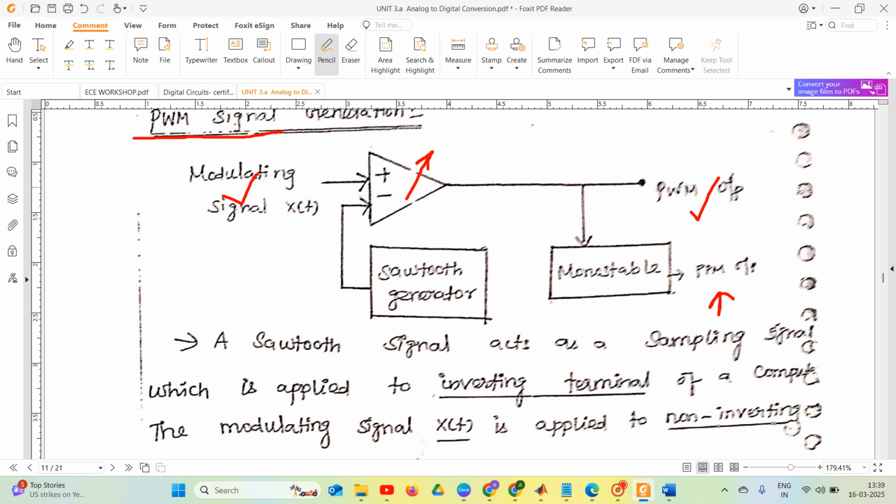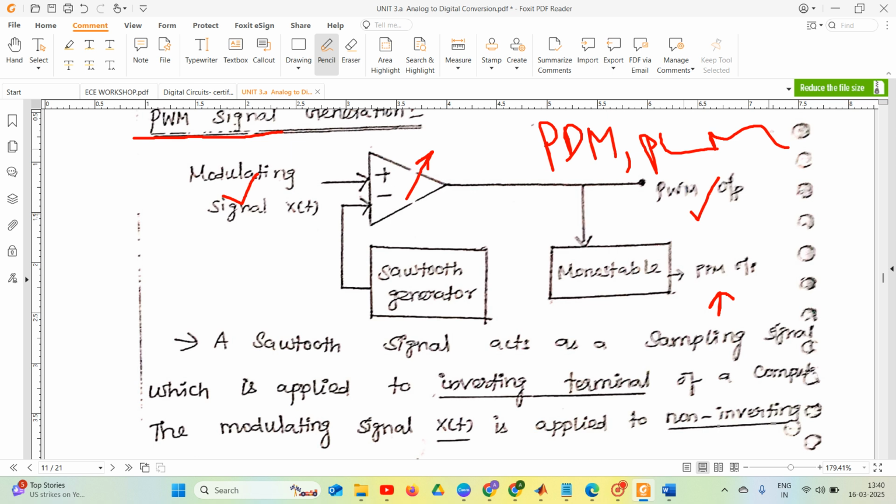The PWM output, we can also call pulse duration modulation, or we can also call this pulse length modulation, right? So we have three different names: pulse width modulation, pulse duration modulation, pulse length modulation. So how are we going to generate this pulse width modulation?